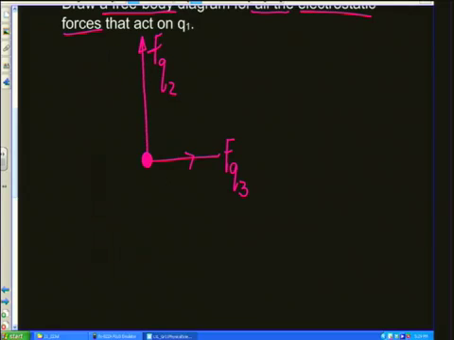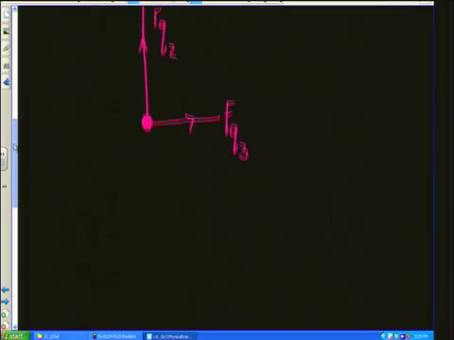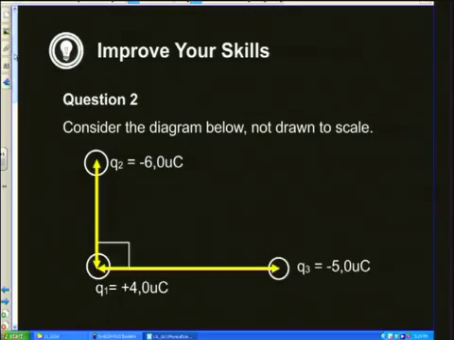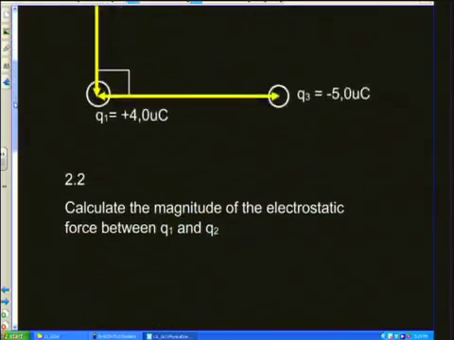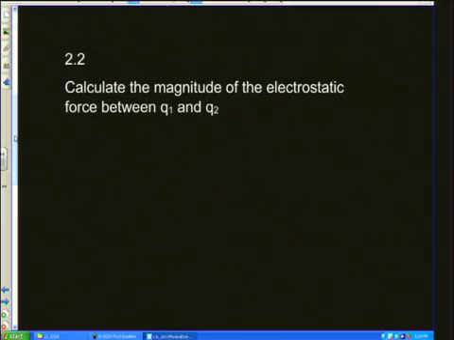These are all forces on Q1. Let me be consistent here. I can put it like that, nothing wrong about it. Moving to the next question. It says, calculate the magnitude of the electrostatic force between Q1 and Q2. Now, electrostatic force F is found by K times Q1 times Q2, divided by the square of the distance between them.